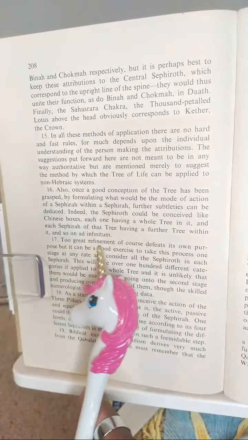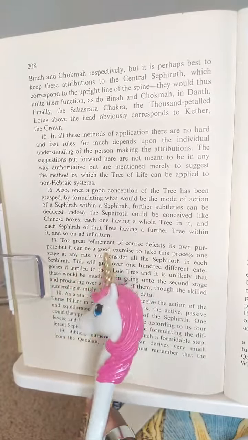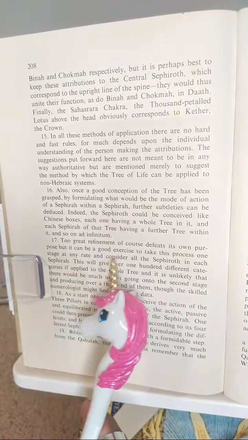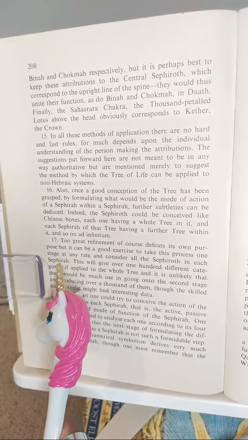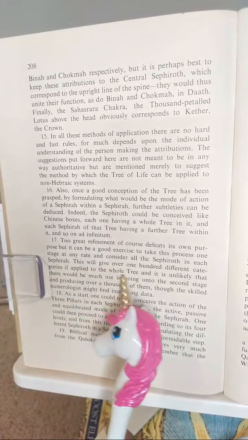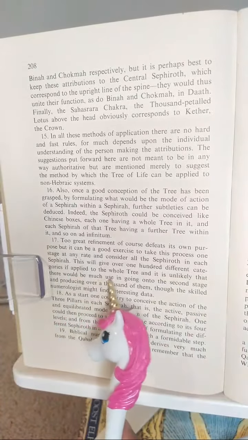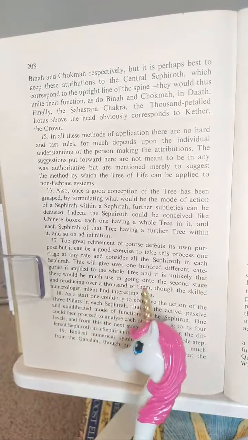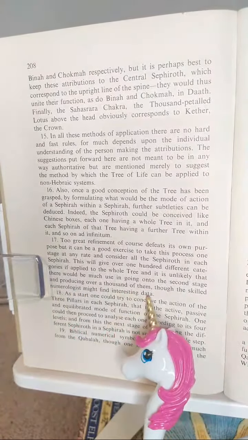17. Too great refinement, of course, defeats its own purpose, but it can be a good exercise to take this process one stage at any rate and consider all the Sephirah in each Sephirah. This will give over 100 different categories if applied to the whole tree. And it is unlikely that there would be much use in going on to the second stage and producing over 1,000 of them, though the skilled numerologist might find interesting data.